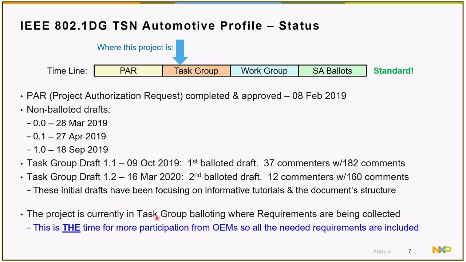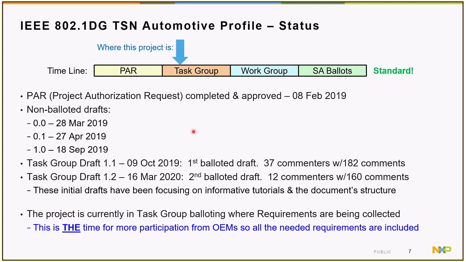The project is currently in task group balloting, and again, that's that phase where requirements are being collected. So this phase right here is a really key important phase, and this is the time for more participation from OEMs and everyone else in the audience here, so that all your needs and requirements are included. So please, you can see what's being discussed, I'll talk about that following here. And if you don't think that your needs are being looked at, then please let us know.